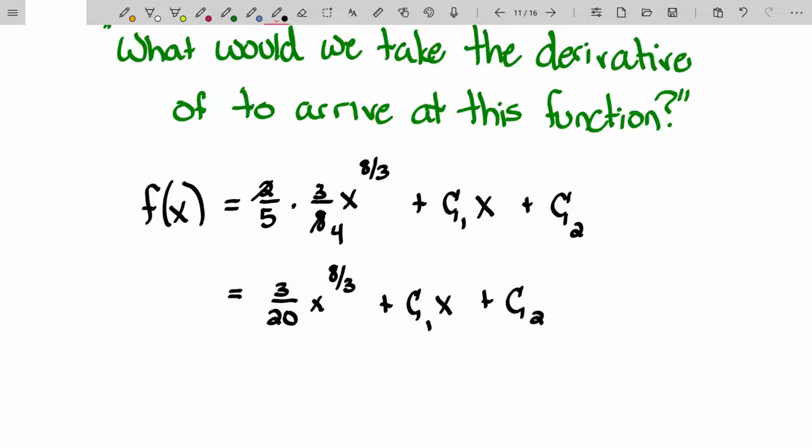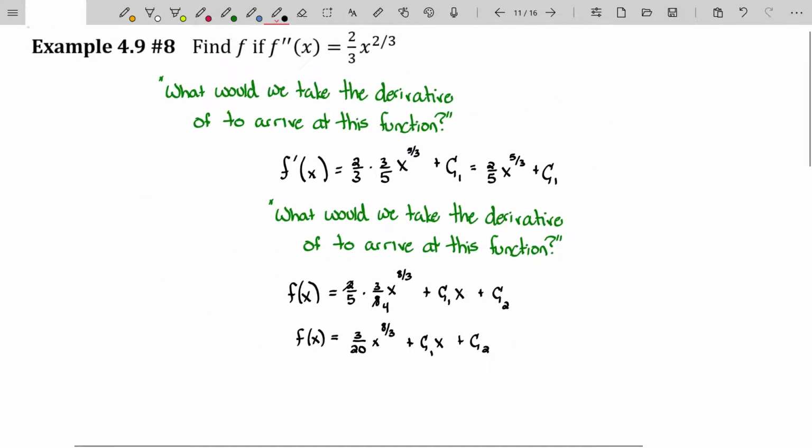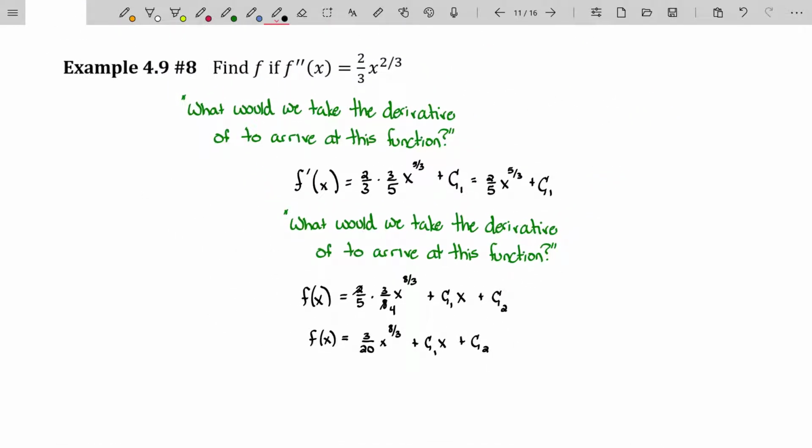That is the original function. We don't know what c1 and c2 are, and that's a problem. We would love to know what those are, but you cannot, in this situation, find them. They have to give you what are called either initial values or boundary values for you to be able to find what c1 and c2 are. So let's see how that's done, because that is very, very powerful.